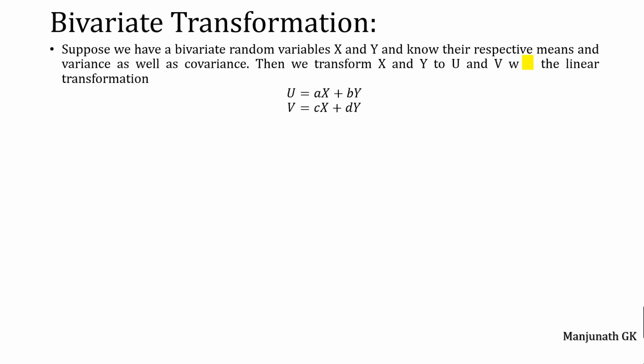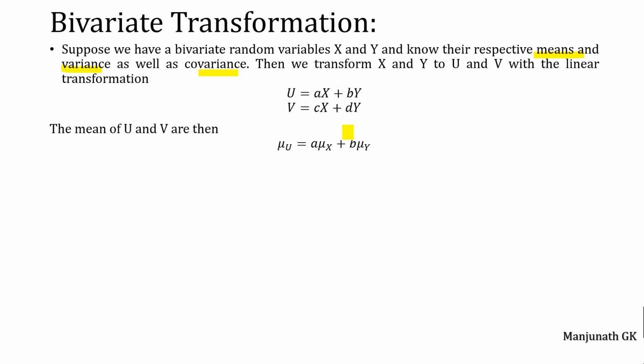Mean, variance and covariance of x and y are known here. The three points regarding x and y are known here. The first one is mean, variance and covariance are known. If that is the case, then u and v's covariance, mean and variance can be calculated. This is the concept here.